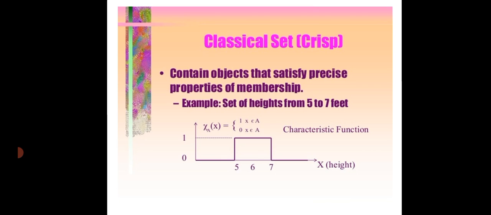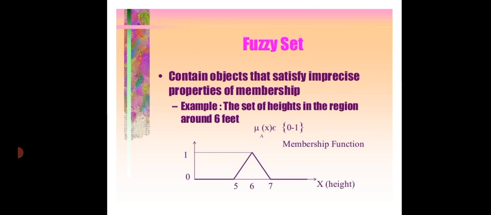If you take this mapping in fuzzy, it will be bell-shaped. Now you can see the fuzzy set. It contains objects that satisfy an imprecise property of membership, that is, the set of heights in the region around 6 feet. The 6 feet is the maximum limit, but you can also choose 5 and 6. That is fuzzy. The mapping starts from 5 and ends with 6, but the highest mapping is at 6.